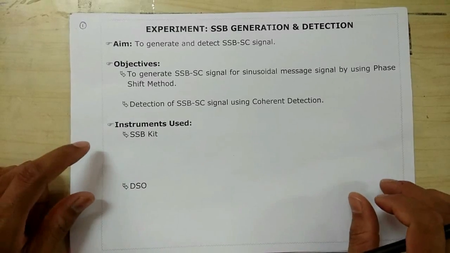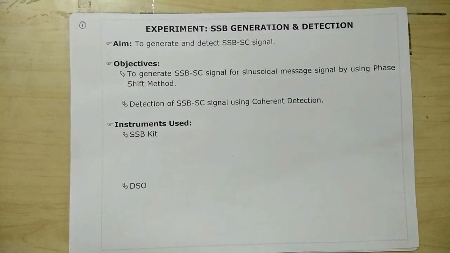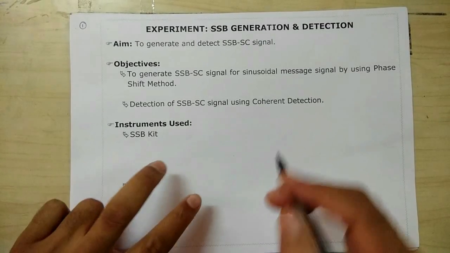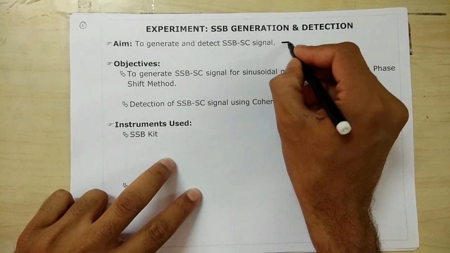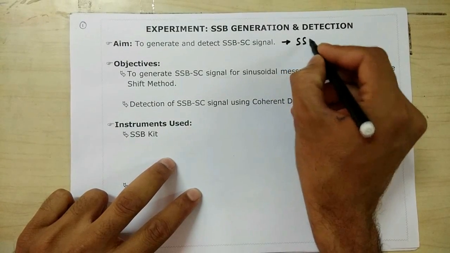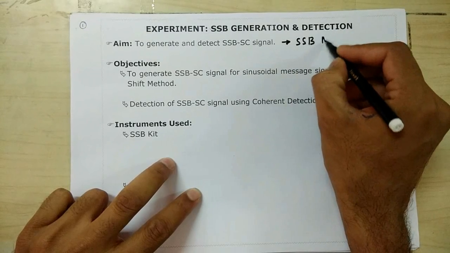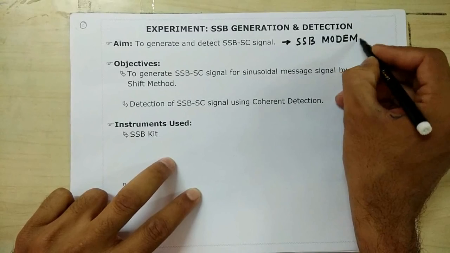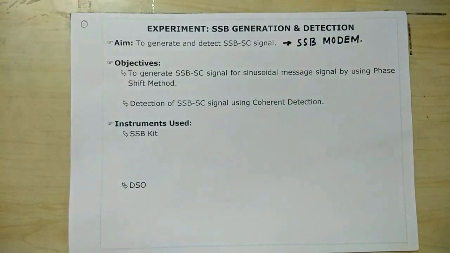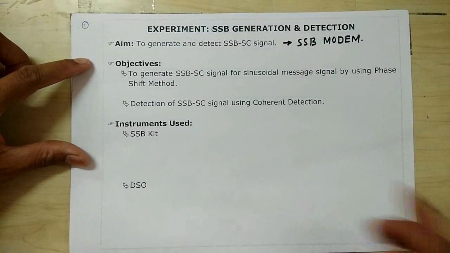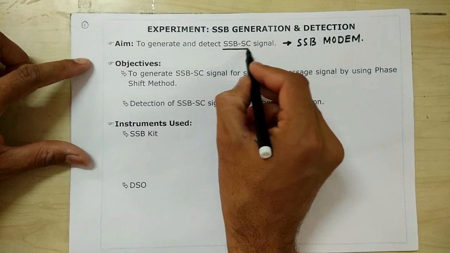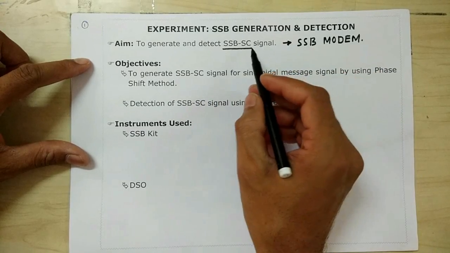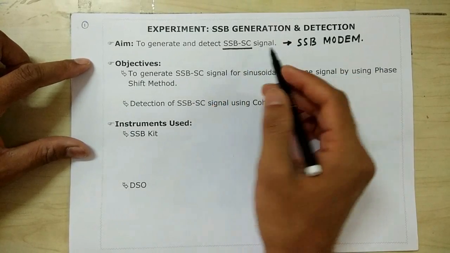In this video, we are going to learn the experiment which is SSB generation and detection. Basically, we want to design an SSB modem. It is modulator and demodulator. The aim of the experiment is generation of SSB-SC signal. This is single sideband suppressed carrier and we want to detect the same signal.